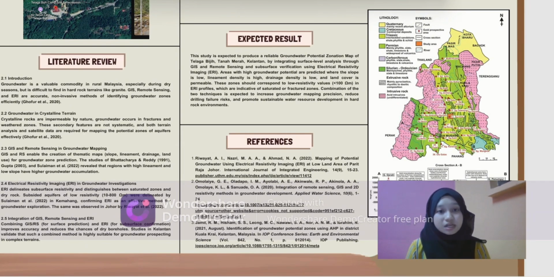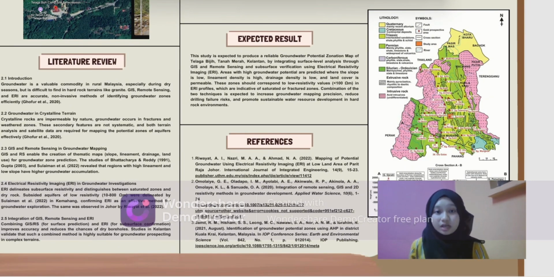To begin the literature review, we first recognize the importance of groundwater, especially in rural Malaysian settings like Kelantan. During dry seasons, surface water becomes unreliable, making groundwater essential. However, locating groundwater in hard rock terrains like granite is challenging because aquifers are not visible at the surface. As a solution, recent studies have turned to advanced technology like GIS, remote sensing, and electrical resistivity imaging, which allow for efficient, non-invasive exploration of these hidden water zones.